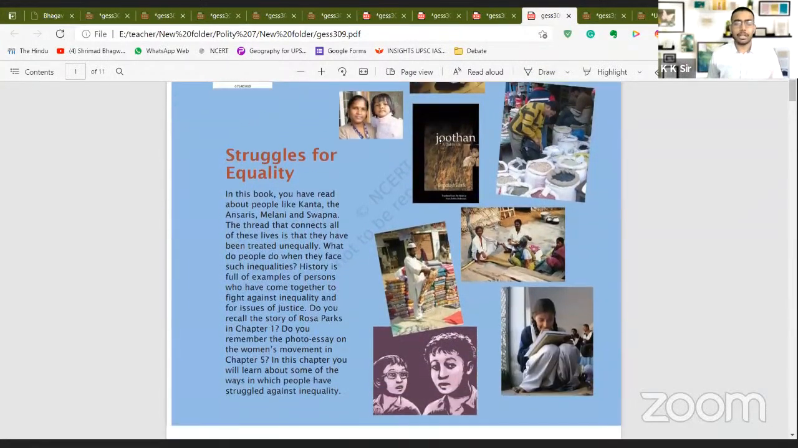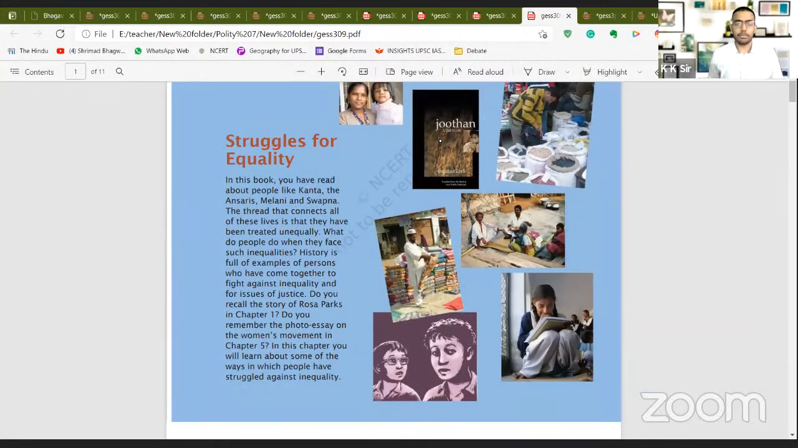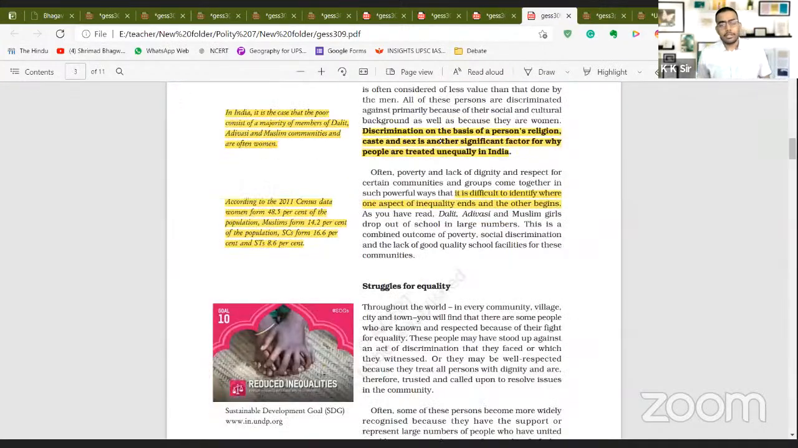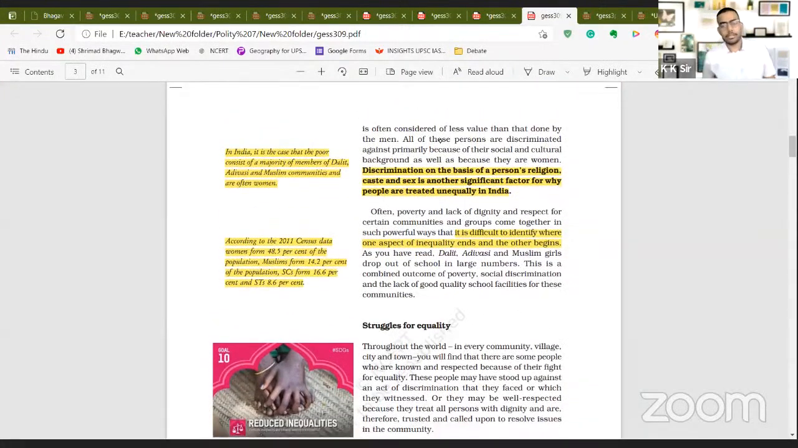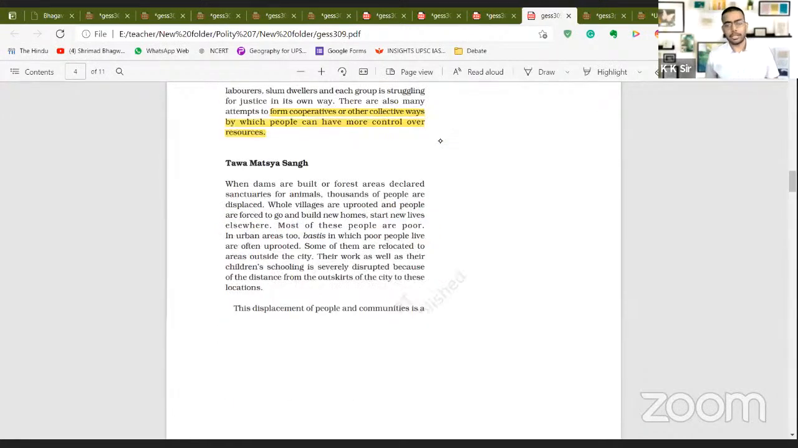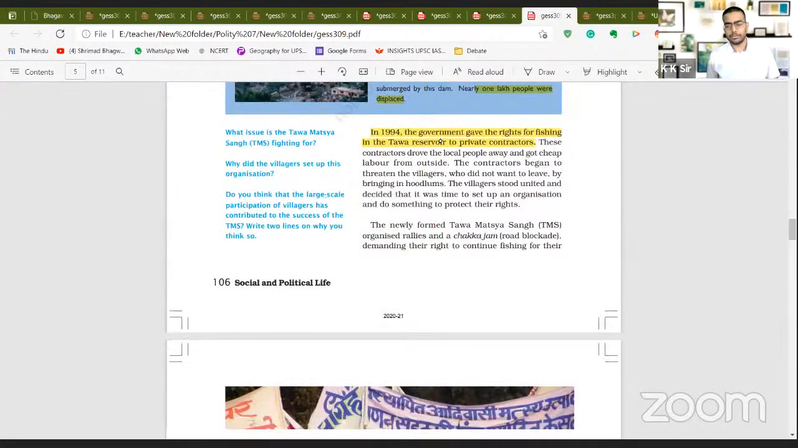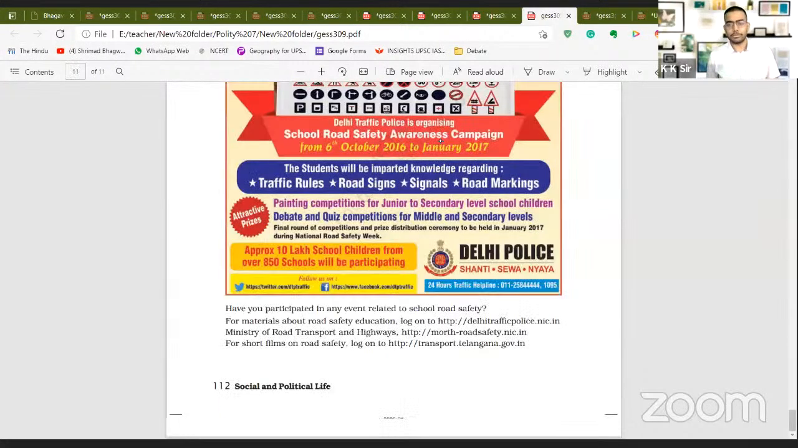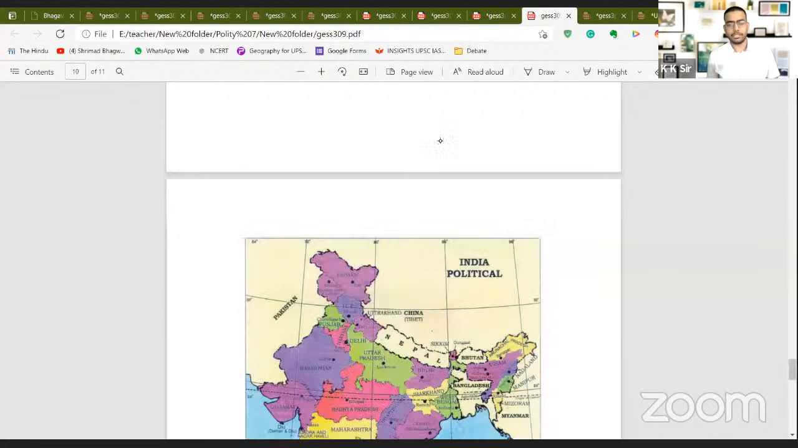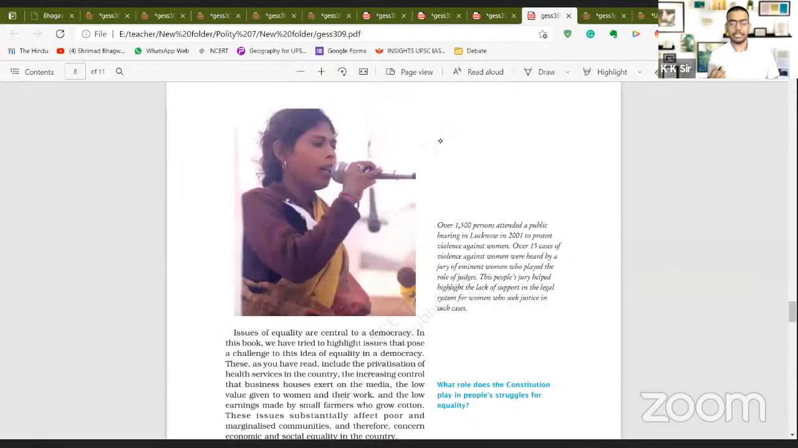Chapter number 9, again struggle for equality. We have discussed this a lot. There are a few important things to discuss here, but I think most of you are very tired now. So we will take this in the next class, and along with that, we will continue chapter number 8.